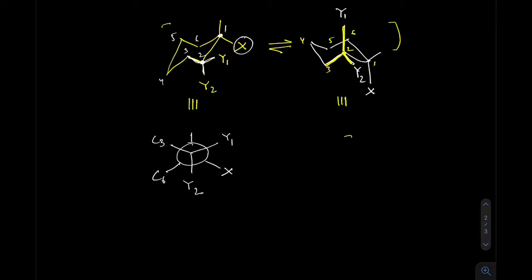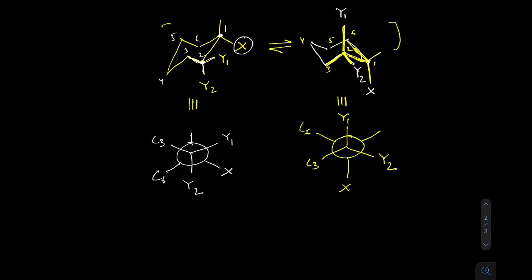So it looks like this: Y1, there will be C3, Y2, and this is the back carbon, and the back view is this. So there will be the methyl X and C6, right.